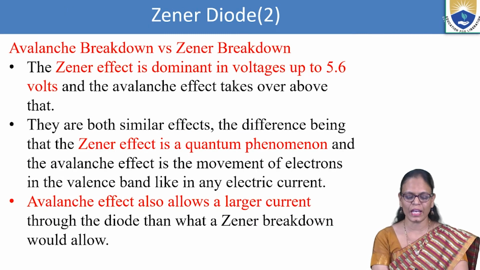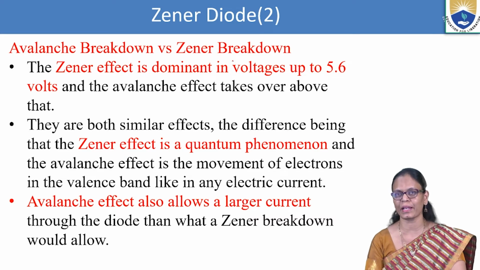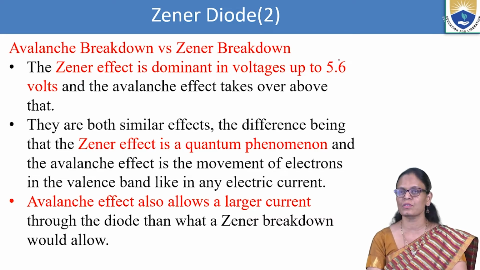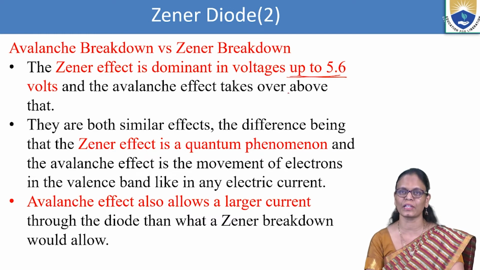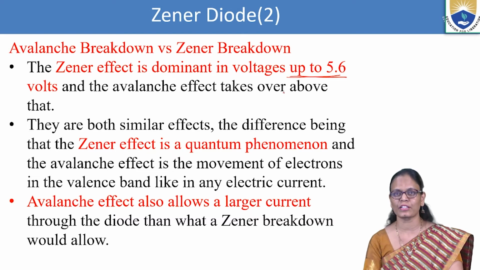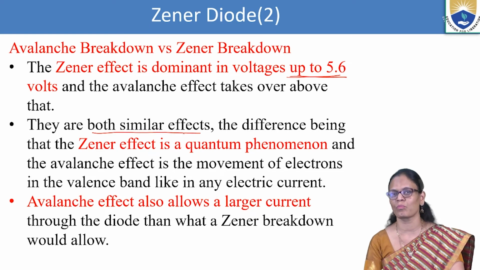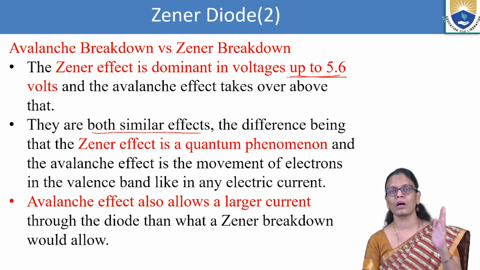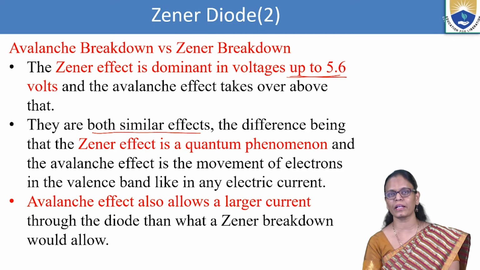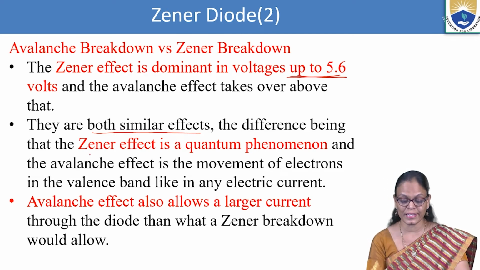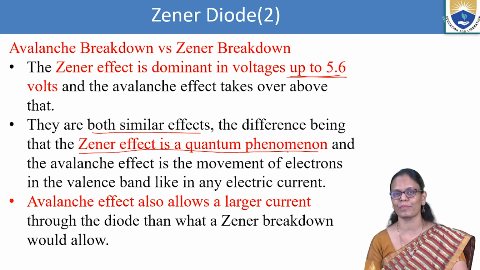So now when we see avalanche breakdown versus Zener breakdown, the Zener effect is dominant in voltages up to 5.6 volts. And the avalanche breakdown takes over above that, around 7 to 8 volts. They are both similar effects. In both cases, the potential barrier is breaking down and there is movement of charge carriers. But the Zener effect is a quantum phenomenon.